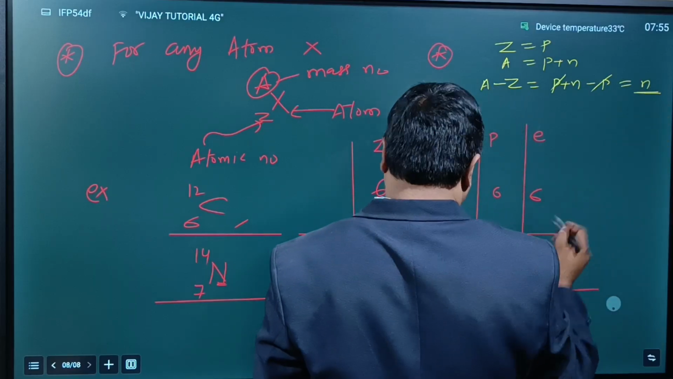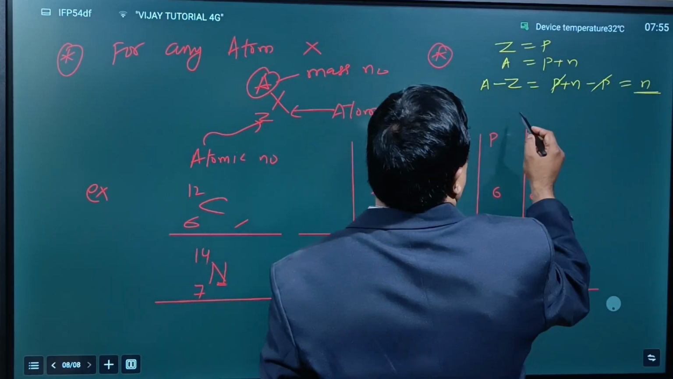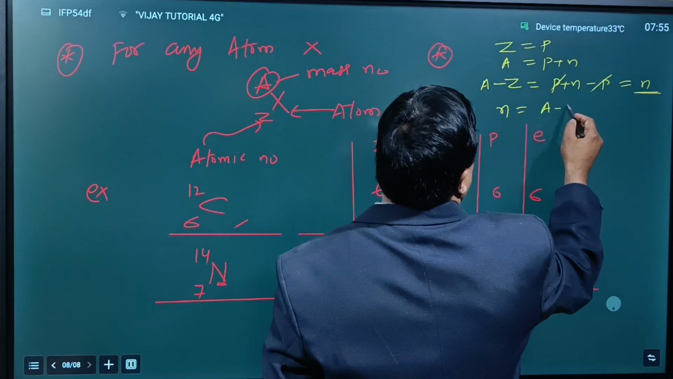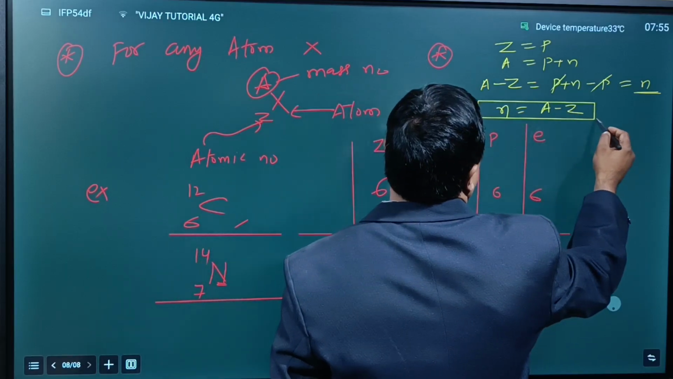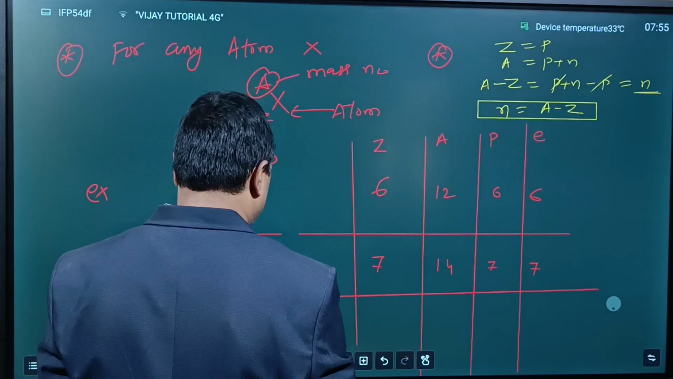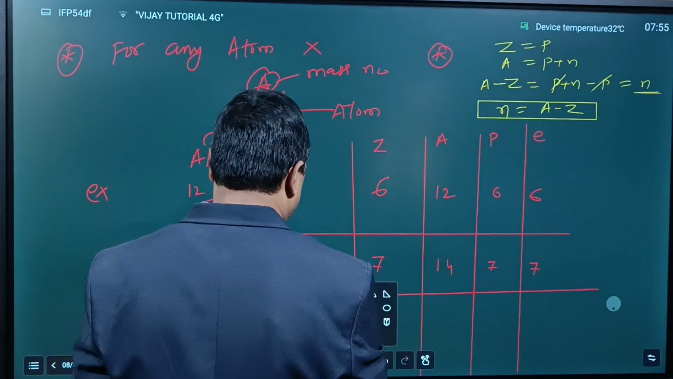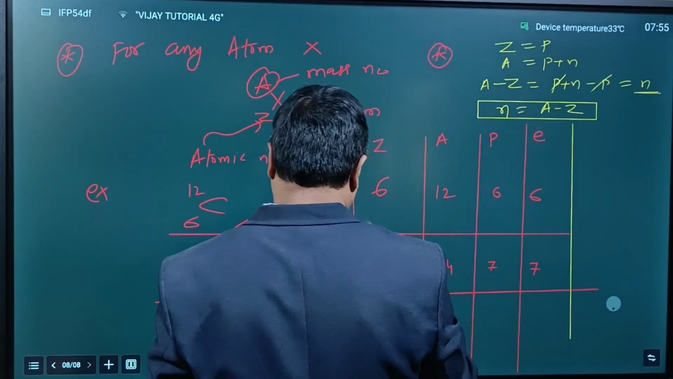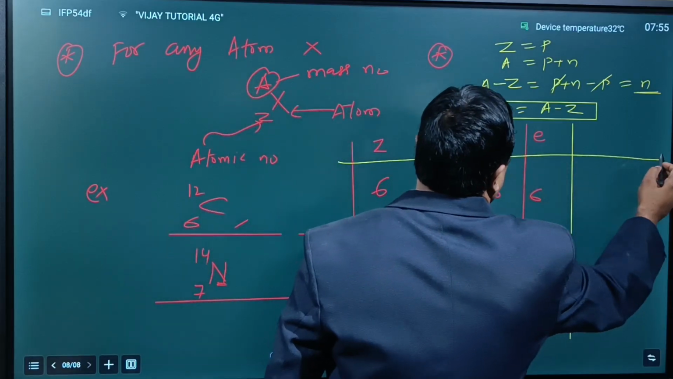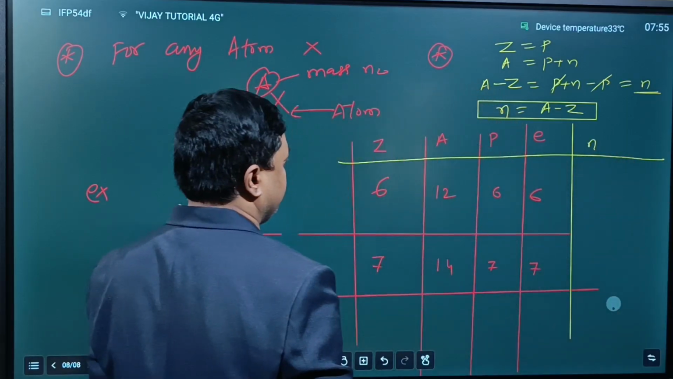So the number of neutrons is nothing but the mass number minus atomic number. This formula also you have to remember, very very important. Okay, very very important, this formula. So here only we can say the number of neutrons.